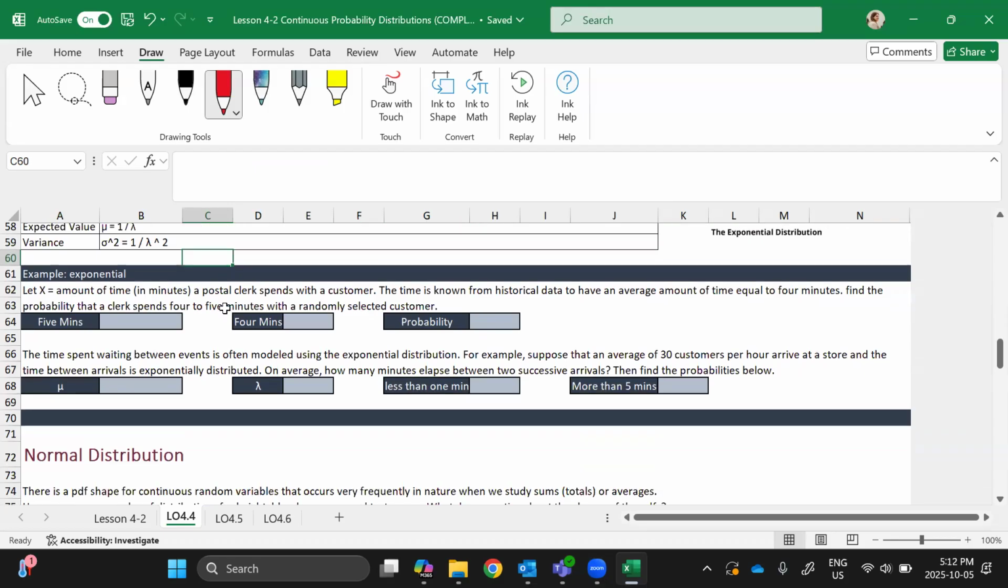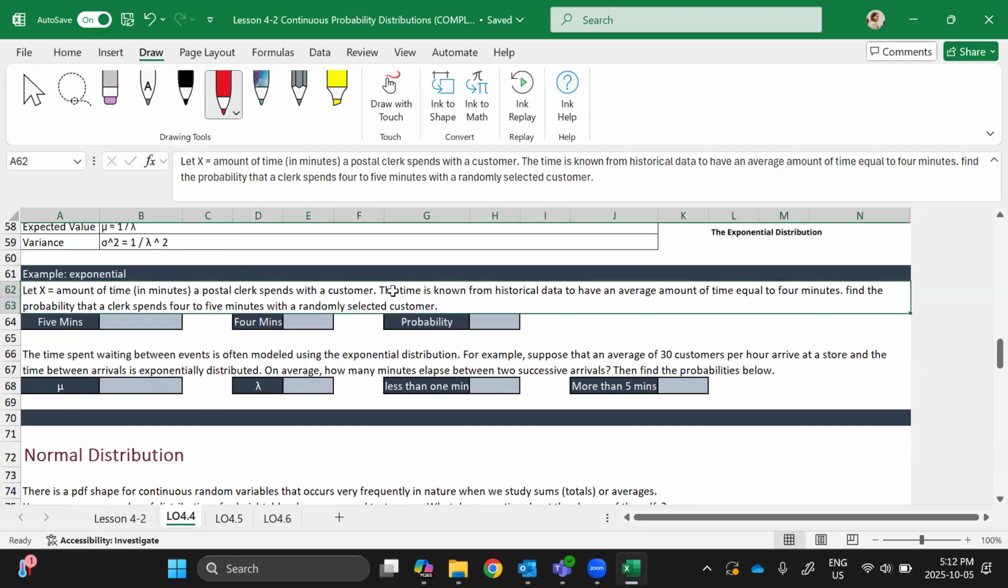Okay, so let's look at some examples of how we can use the exponential distribution. Let X be the amount of time in minutes a postal clerk spends with a customer. The time is known from historical data to have an average amount of time equal to 4 minutes. Find the probability that a clerk spends 4 to 5 minutes with a randomly selected customer. So, in this case, we are given some information about the average amount of time it takes with a customer. That the time is known from historical data to have an average amount equal to 4 minutes. So 4 minutes per customer on average.